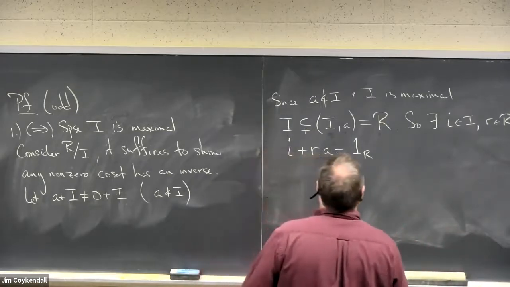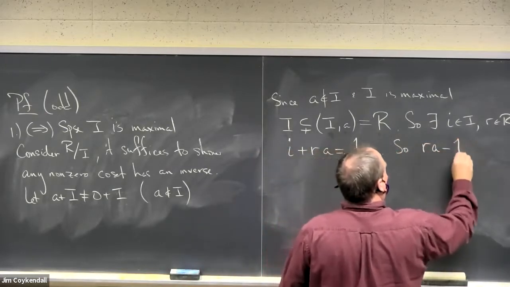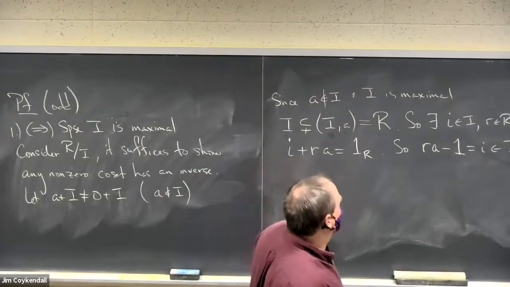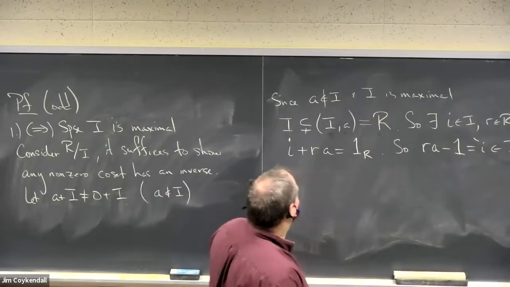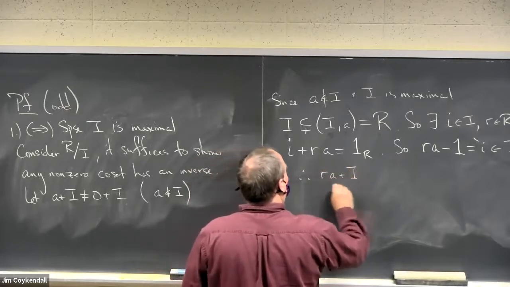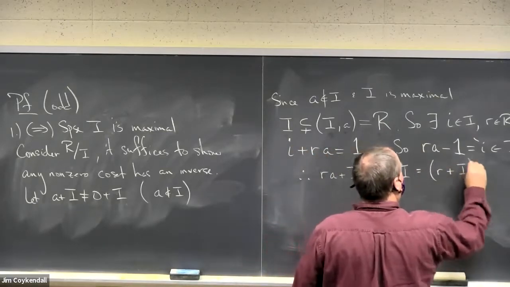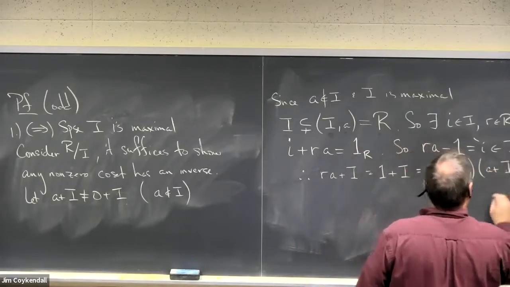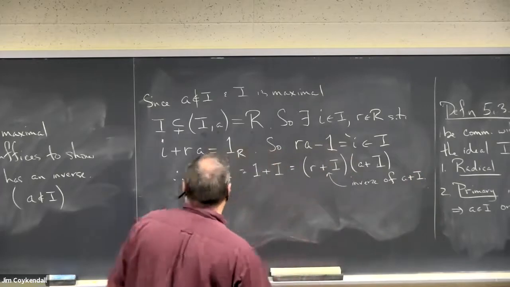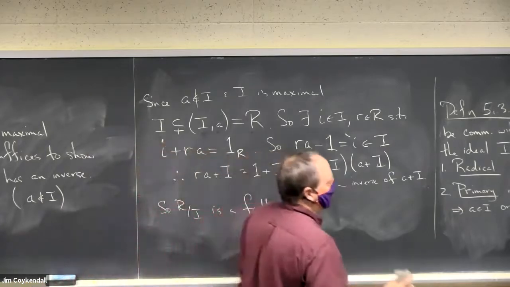Notice that ra minus 1 is, well, I got my sign on there, negative i, which is in I. Therefore, the coset ra plus I equals 1 plus I. But this is the coset r plus I times a plus I, and here is the inverse. So R mod I is a field. Any questions?